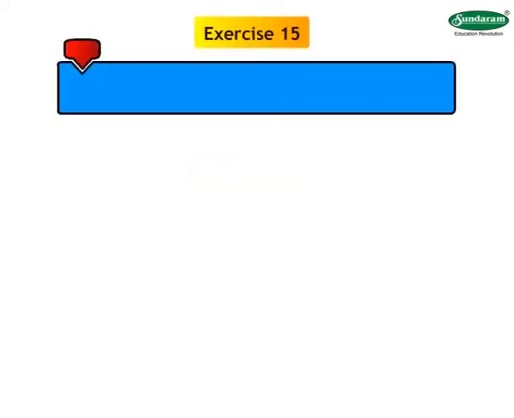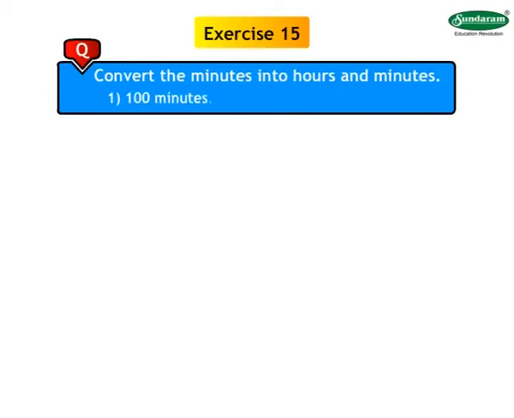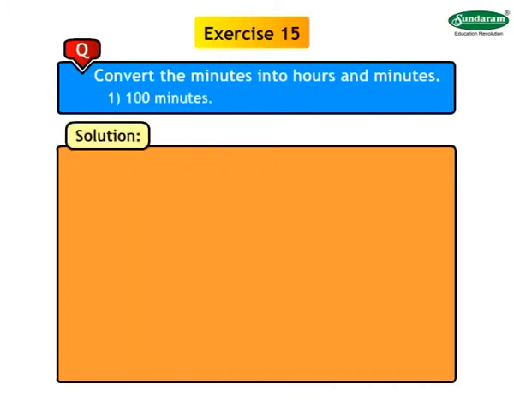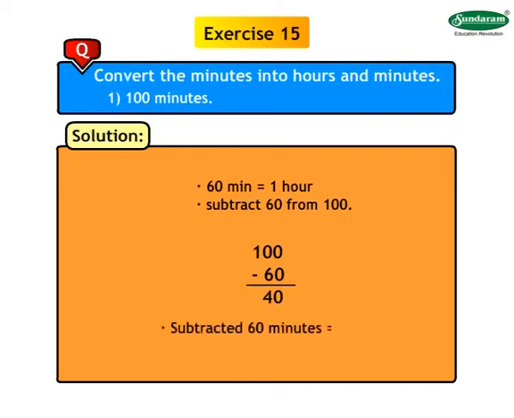Let us solve a few examples from exercise 15. Question. Convert the minutes into hours and minutes. 1. 100 minutes. Solution. 60 minutes is equal to 1 hour. So subtract 60 from 100. Thus, 100 minus 60 is equal to 40. Subtracted 60 minutes is equal to 1 hour. And 40 minutes are left. Therefore, answer is 100 minutes is equal to 1 hour 40 minutes.